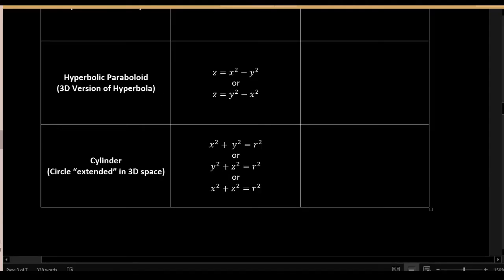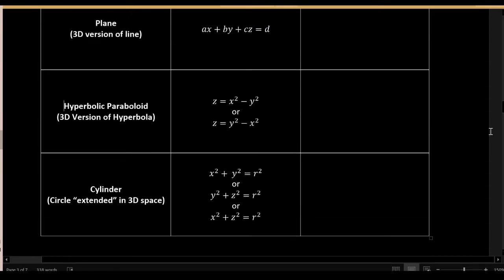So let's move straight on to the hyperbolic paraboloid. Now, in some ways, this is the 3D equivalent of a hyperbola in two-dimensional space, although I think the connection to the hyperbola is not quite as straightforward as the connections that we've seen in the previous surfaces.